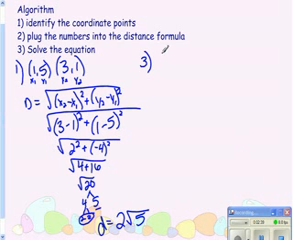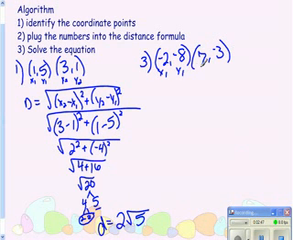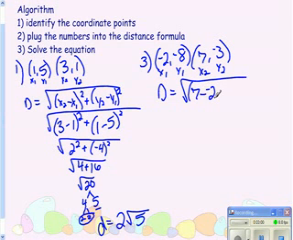So let's try number 3. Number 3, they gave me negative 2, negative 8, and 7, negative 3. So this is x1, y1, this is x2, y2. So I'm going to plug them in again, and my formula is right here, so I'm not going to write it again. So second x is 7, minus first x is negative 2, squared. Second y is negative 3, minus the first y, negative 8.